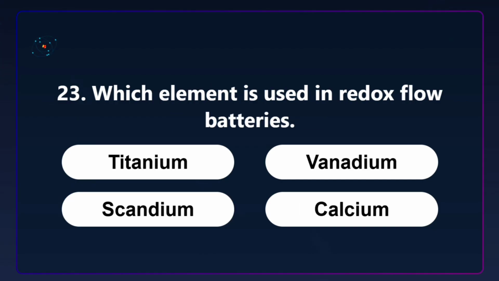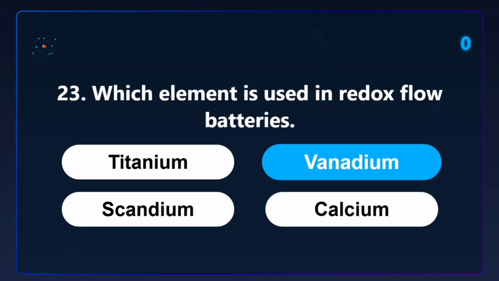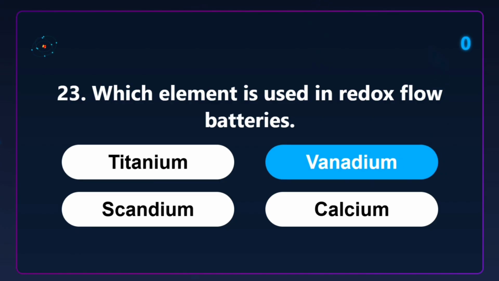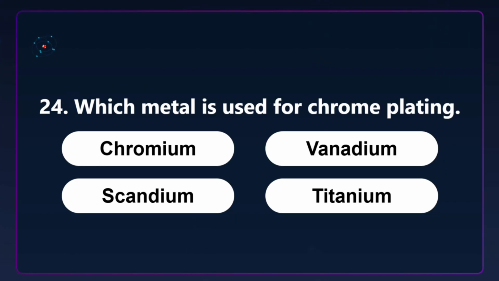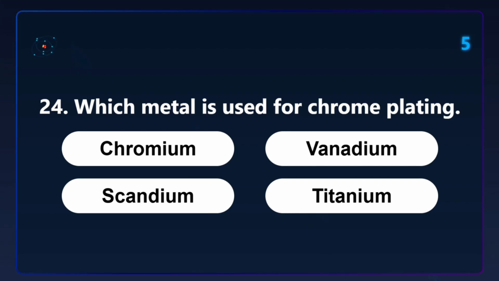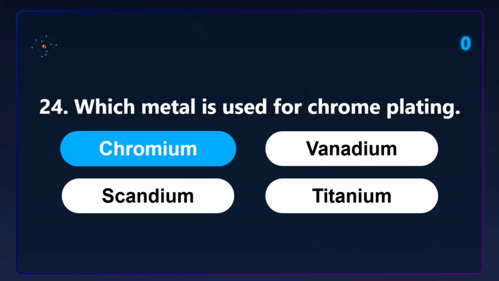Question 23. Which element is used in redox flow batteries? The answer is vanadium. Question 24. Which metal is used for chrome plating? The answer is chromium.